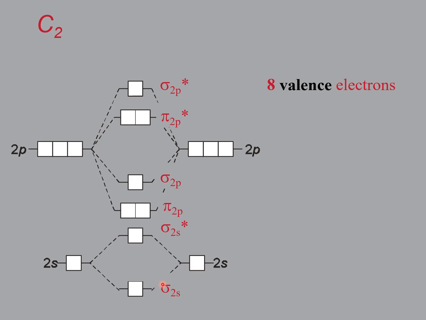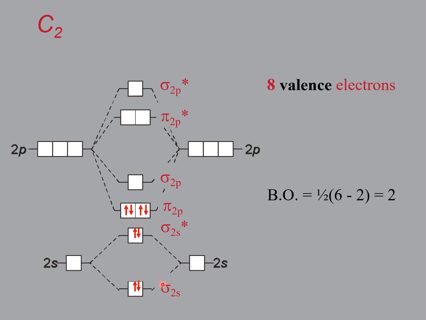Start from the bottom, 2 in each box, work your way up. 2 here, 2 there, 1 there, 2 there. Just like Hund's rule with atoms, when you have a bunch of states with the same energy, occupy them all singly, then pair them up. All right, and that is 8.